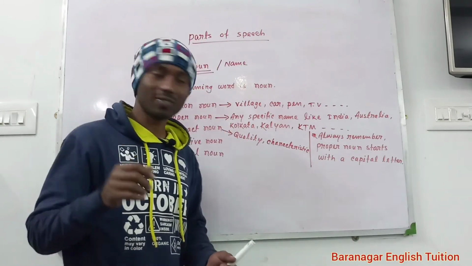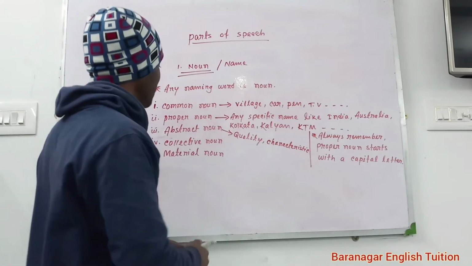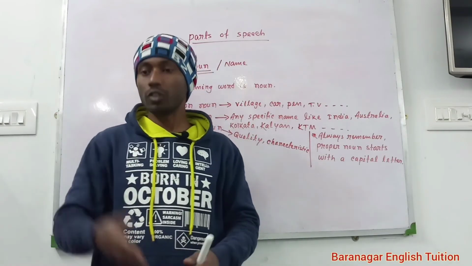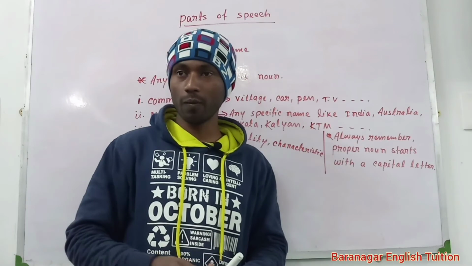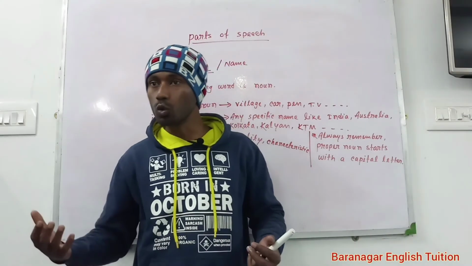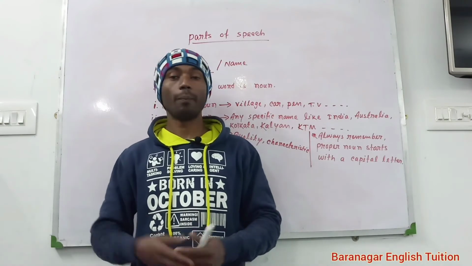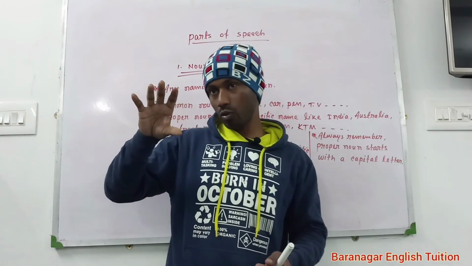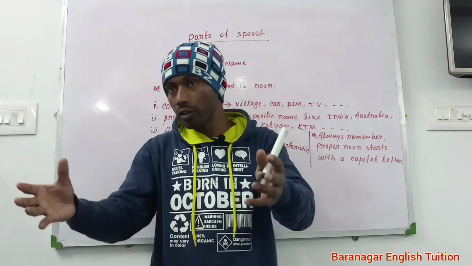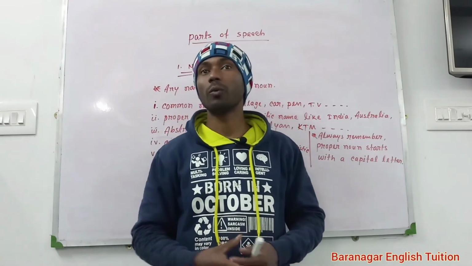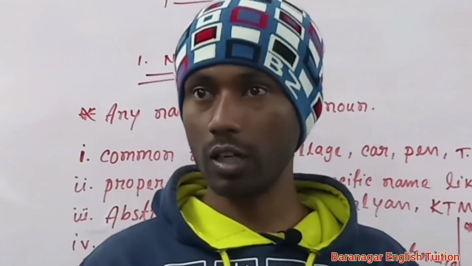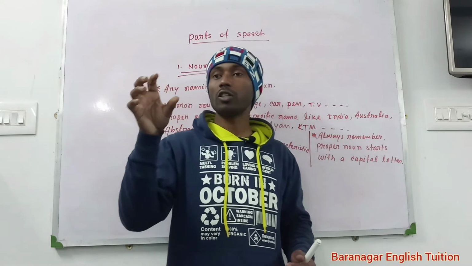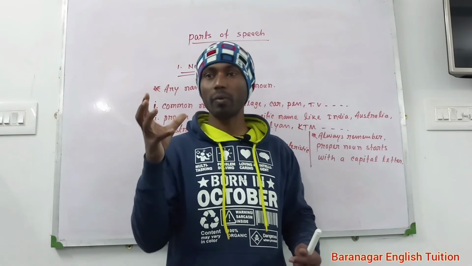Did you understand? Yes. Okay, now about collective noun. Collective noun is very easy to understand. Collective noun means what? Team, group, like bundle, packet. All these kind of things are collections. So when you are talking about more than one thing, that is a collective noun. Suppose you are talking about a packet of pencils. So packet is a collective noun. You are talking about a bunch of grapes, the bunch is a collective noun.